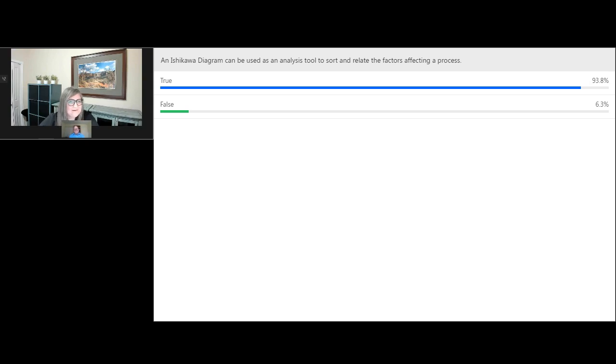So an Ishikawa diagram can be used as an analysis tool to sort and relate the factors affecting a process. And the majority of you all chose true, which is in fact correct. So we're able to use this, as I mentioned, to look through different lenses and to really help shape and drive the brainstorming, the idea generation through various perspectives that we may not have been utilizing previously.